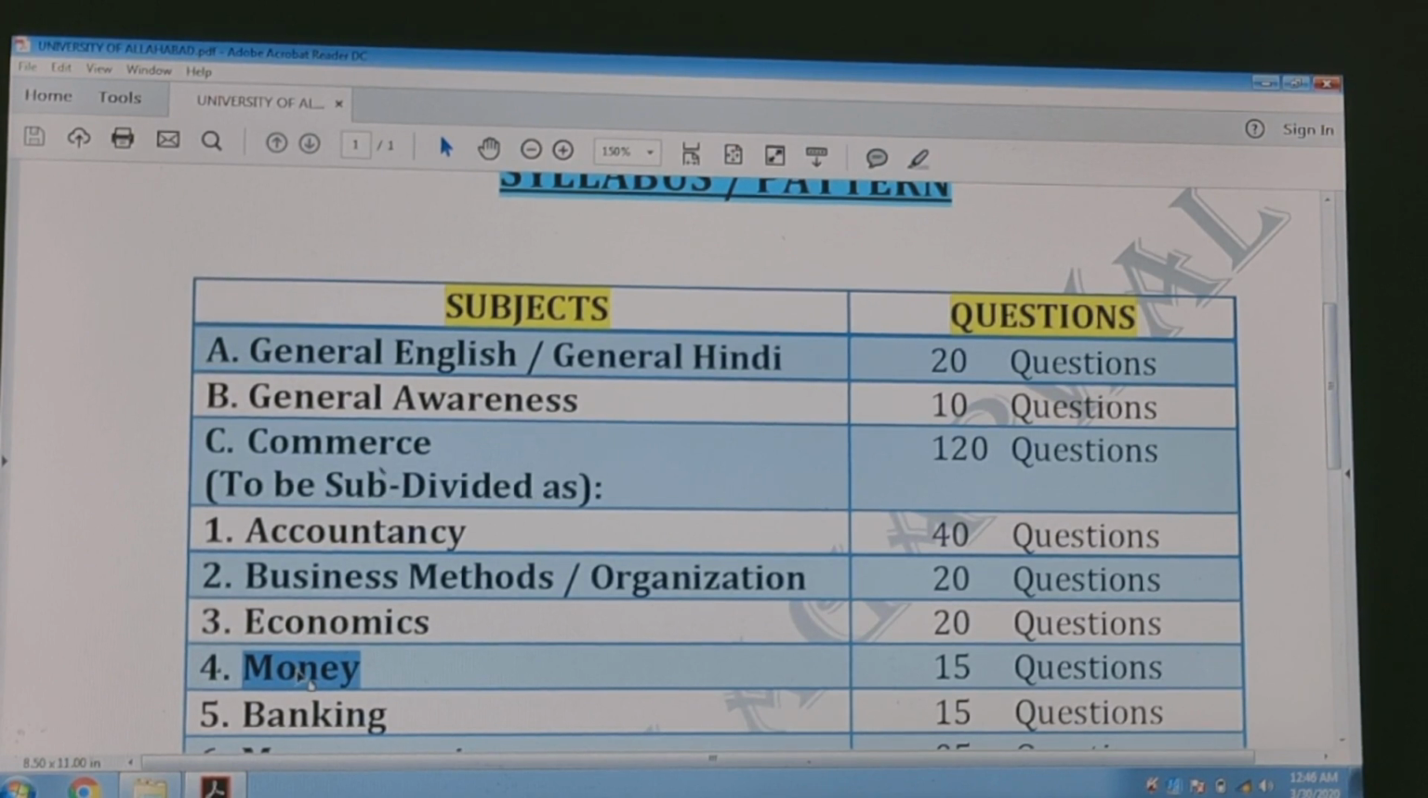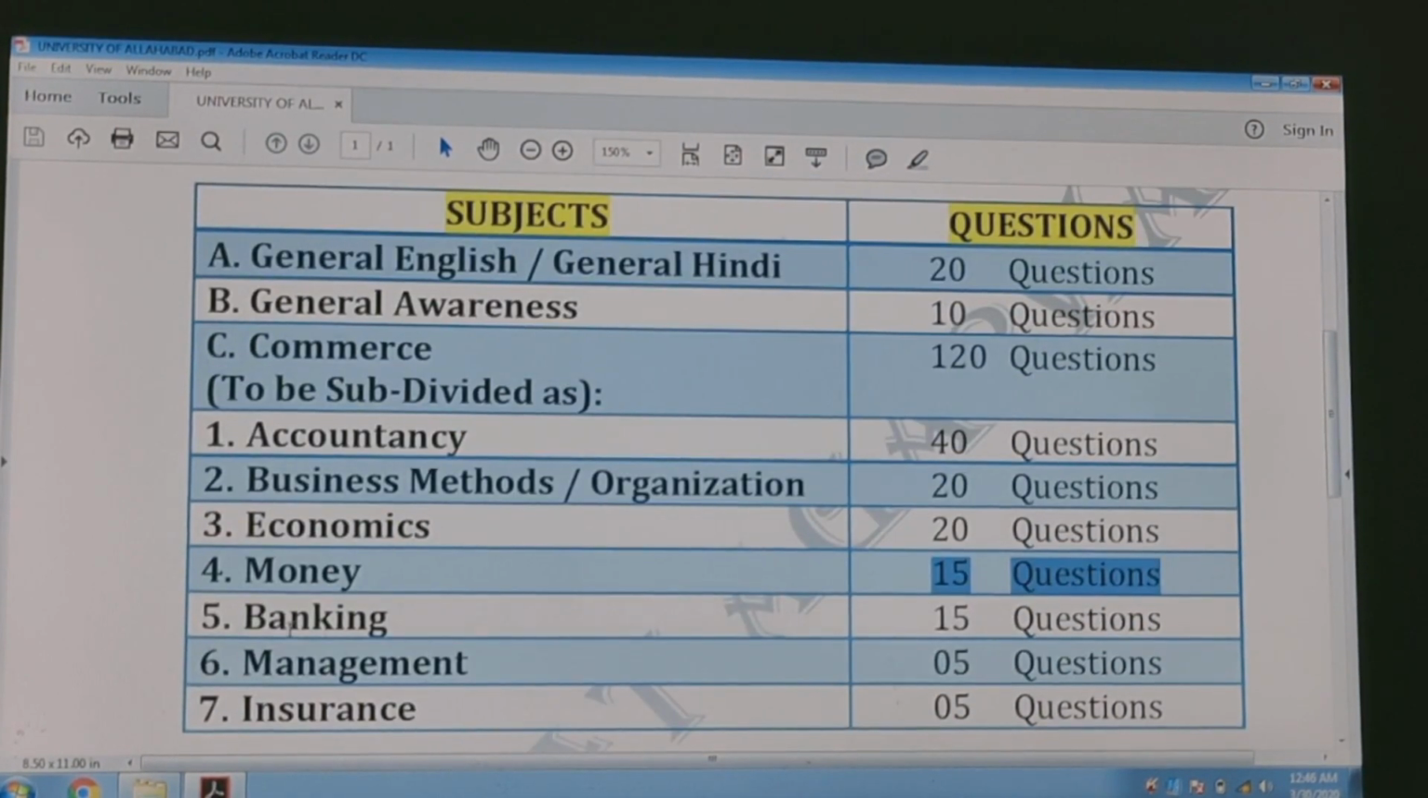At the same time, it will also include various functions of money, like primary functions, secondary functions, contingent functions. So these aspects will be covered in the money part. It will also include demonetization of money and all these kind of things. So as many as 15 questions will be coming from this aspect.